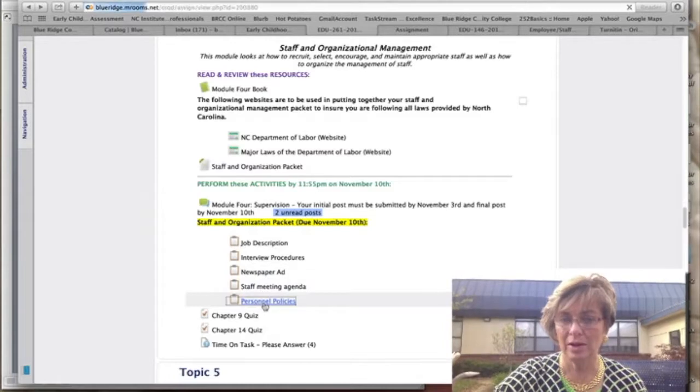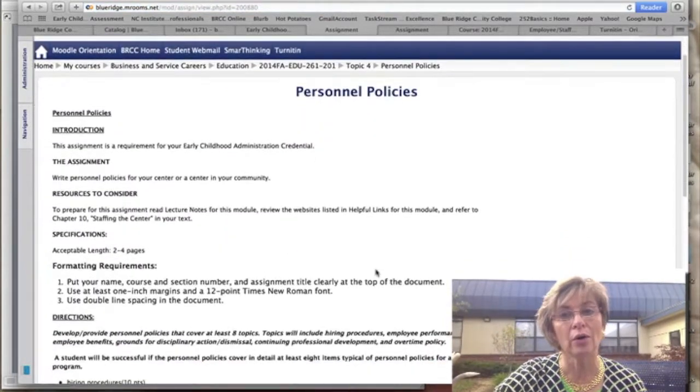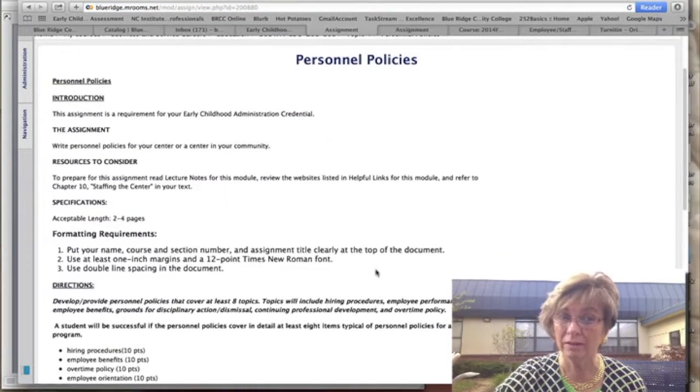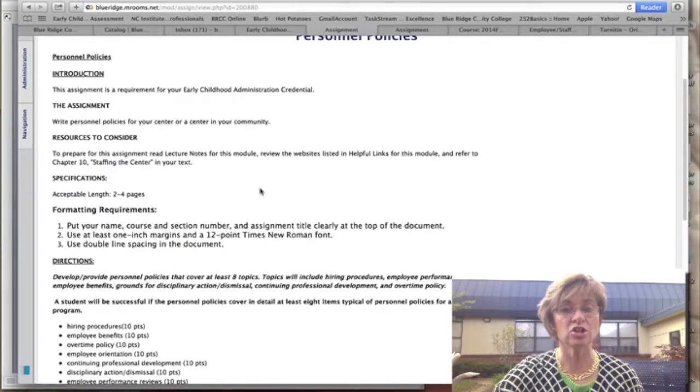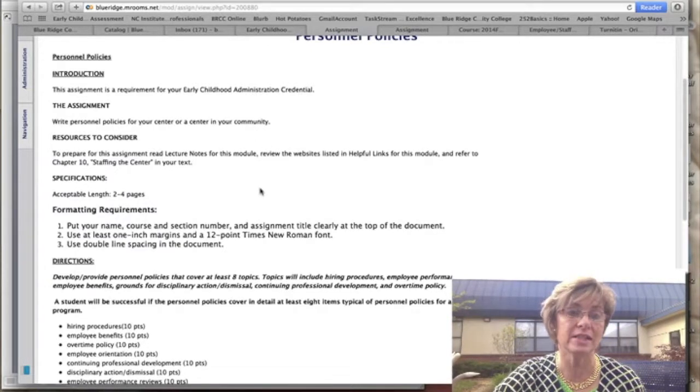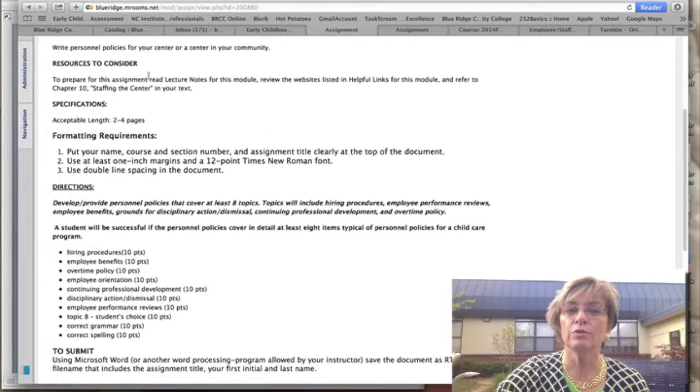Finally, the personnel policies. And I know many of you already have the personnel policies as well. So this is going to be an easy assignment for you, but you're going to write personnel policies for your center or the center in your community. Again, use your fictitious center or your current center where you are. You can refer back to Chapter 10, Staffing Your Center.